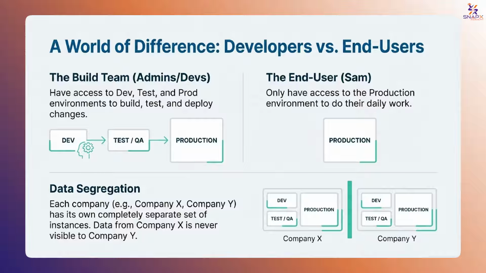Suppose we have two companies, Company X and Company Y. Both are separate organizations. Imagine you are working for Company X. When Company X starts using ServiceNow, the company contacts ServiceNow and purchases a subscription. For example, they agree to pay a certain amount per year, like $2,000 or whatever their negotiated rate is. In return, ServiceNow provides multiple environments for that company. Typically, the environments are development, test, QA, and production.